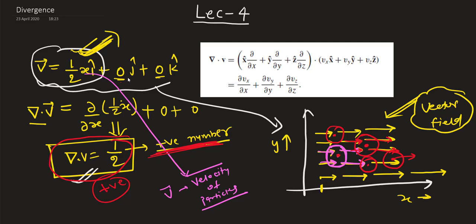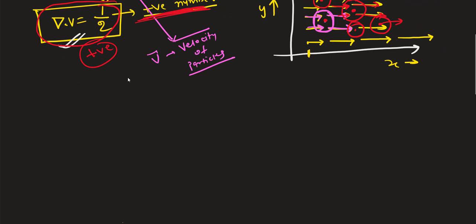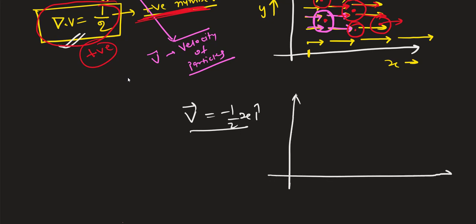Okay, now let's talk about the reverse situation. Just take the reverse situation. Let's say our vector function is minus 1 by 2 x I cap. Okay, now if you draw the vector field for this vector function, then simply we would be having the vectors in the reverse direction.